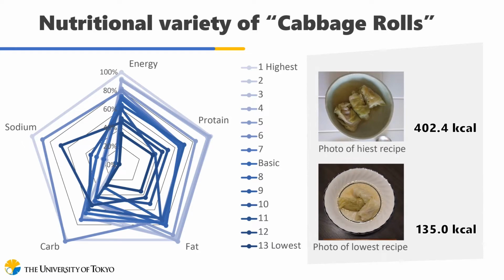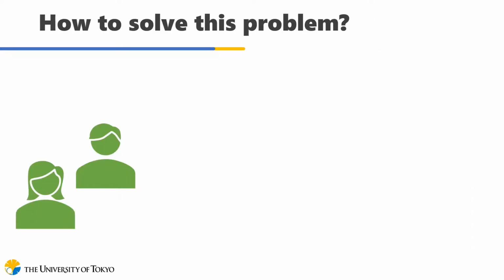However, some recipes show irregular variations, such as 60% energy and 38% protein, or 70% protein and 30% carbohydrates. The above facts show that it is not realistic to fix the nutritional value of a dish by its name. So how do we solve this problem? The answer is simple. Ask each user to write his or her own recipe.